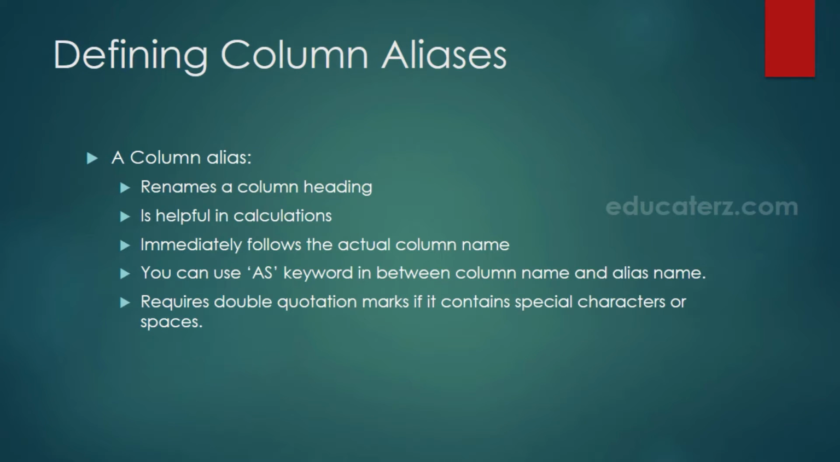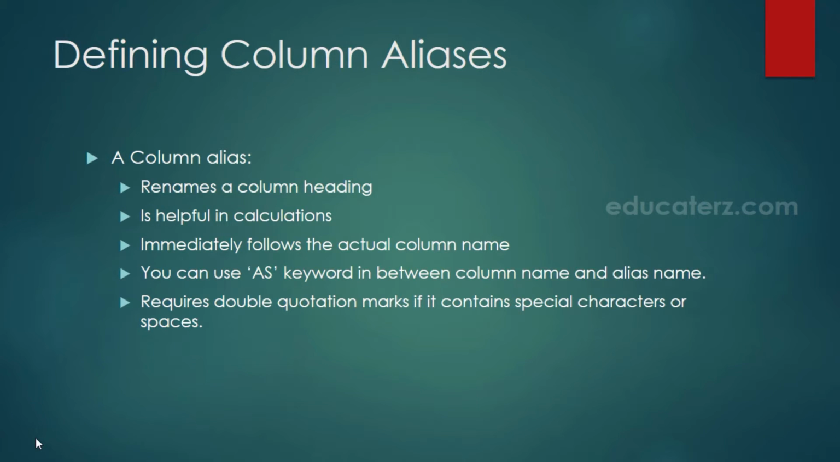So, how do you define column aliases? Column aliases rename a column heading. We have column headings and you can rename that column heading with a column alias. Column aliases are helpful in calculations. You write an expression, you can give a name to that expression as a column alias. And the column alias immediately follows the actual column name. We will see an example for this.